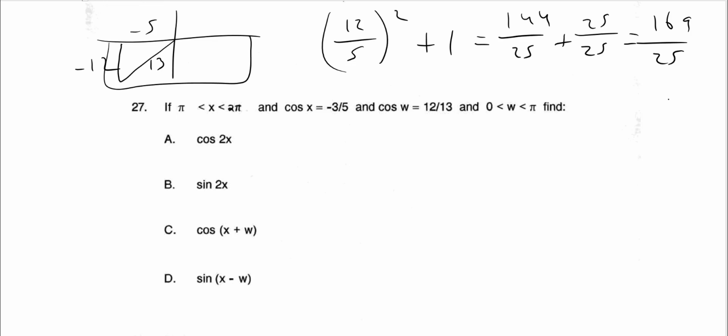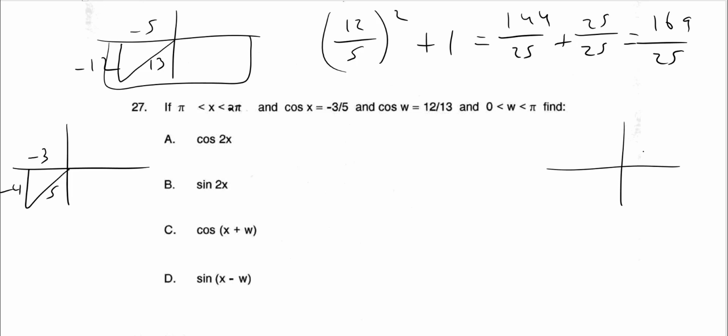Next one, I'm telling you it's between pi and 2 pi. So again, we've got two different pictures here, so I can draw one over here. So this is between pi and 2 pi, and cosine's negative, so definitely we're in this quadrant here. And cosine is x over r, so negative 3, 5, and this is negative 4. And then the other one is between 0 and pi, and cosine's positive, so we have to be in the first quadrant. So this is 12, 13, and 5. Okay, so this is for w, and this is for x. All right? And then we just need to put everything together here.